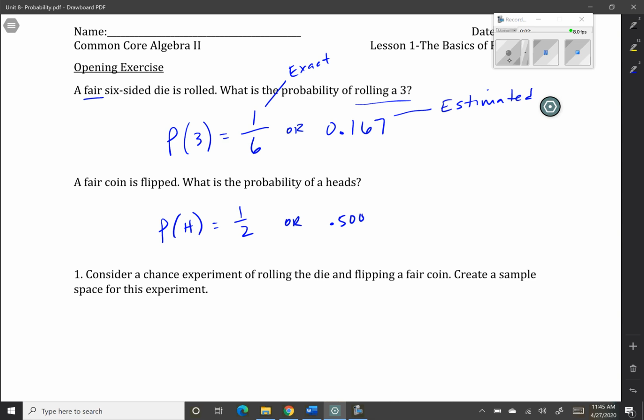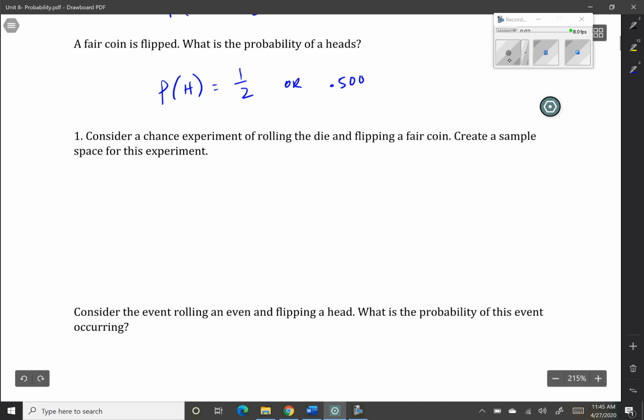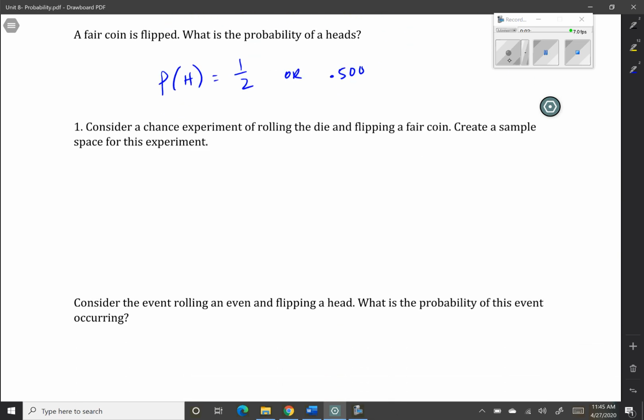All right, let's take a look at an example here that kind of combines these 2 things together. It says, consider the chance experiment. A chance experiment is where we're testing something, so we're going to roll a die and flip a coin, rolling a die and flipping a fair coin. What is the sample space for this experiment? Sample space is all the possible outcomes.